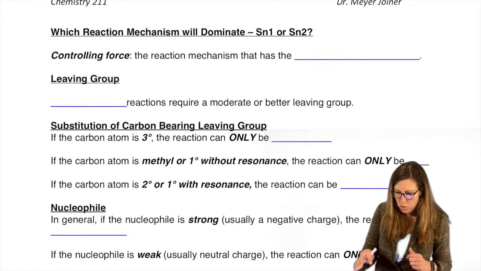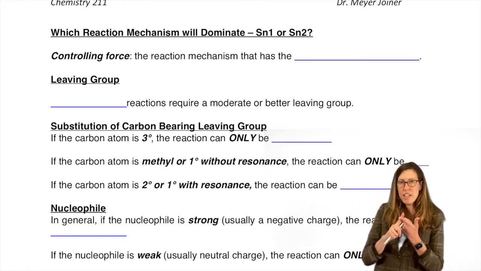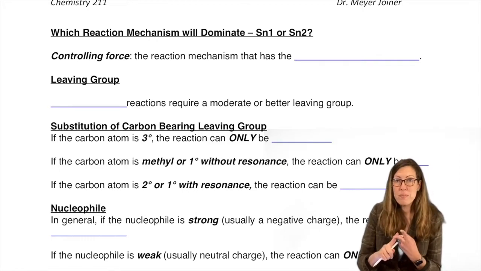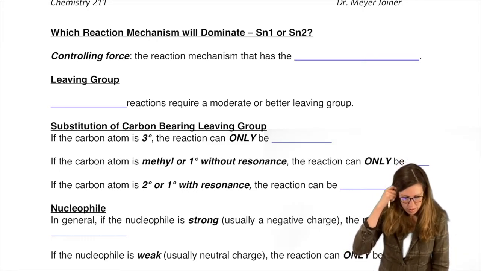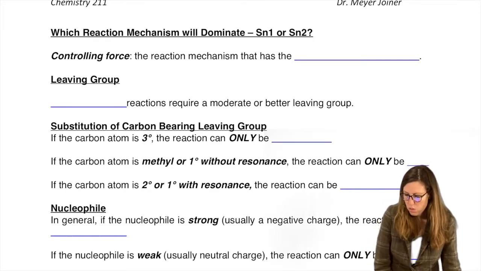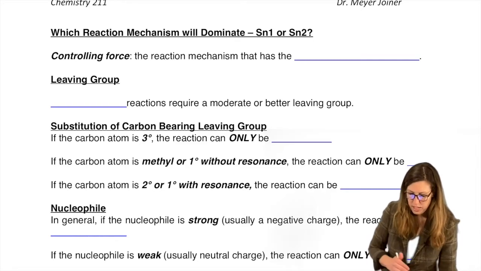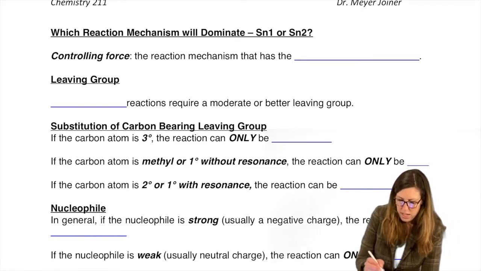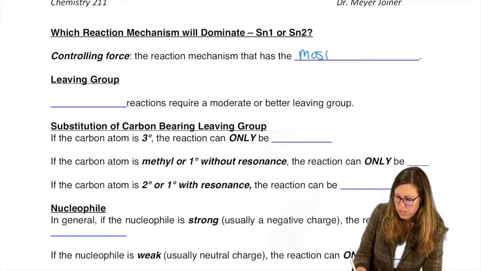Let's summarize this real quick. Sometimes, like I said, we have to make a decision. We know we have a nucleophile, we know we have a leaving group, but it's secondary. Oh no, how do I know which way it's going to go? We're going to pick which one would dominate, okay? And what helps it dominate always comes down to the most stable transition state.